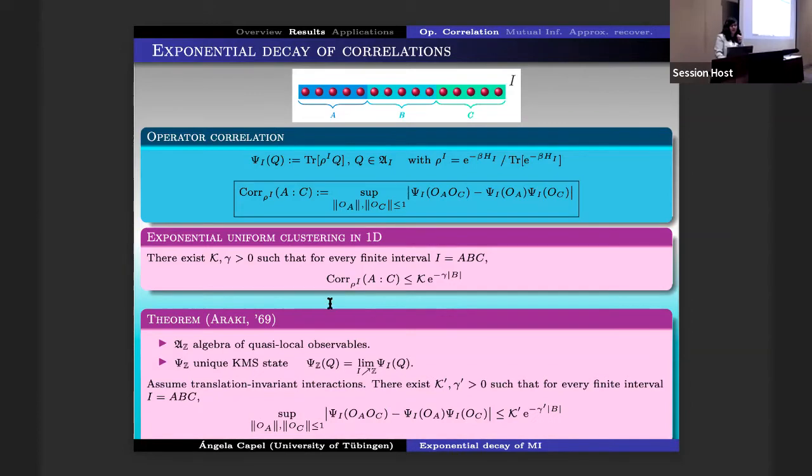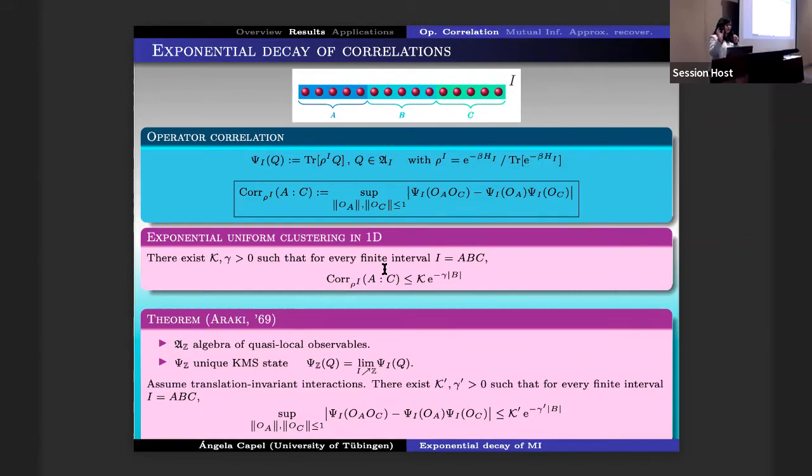So what he did in his paper in '69 was essentially consider the algebra of quasi-local observables, like in the infinite chain limit. And then he considered the unique KMS state, which is essentially the equilibrium state in the infinite chain limit. And it's just constructed by the limit of all these finite chain size Gibbs states. And then what he proved was that if you assume translation invariant interactions, then you actually have exponential decay of correlations always with the distance between A and C. And in this case, I'm just calling it the cardinality of B. Okay, so actually, this looks sort of related to what I'm mentioning here as exponential uniform clustering.